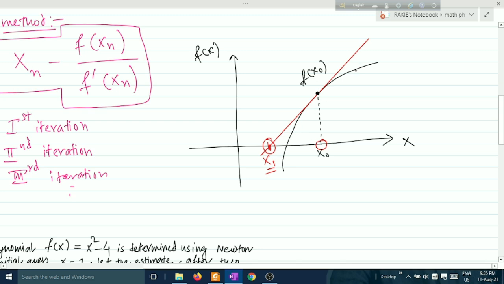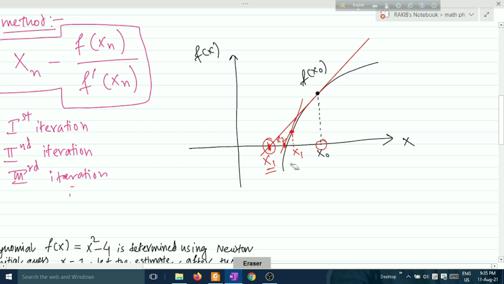Say you have the value x1, and you draw a tangent at this point. I did a wrong thing. You have to draw the tangent like this, just a tangent. Say this is the tangent, and this point will be the correction. This point will be x2. Okay, anything more you can do.